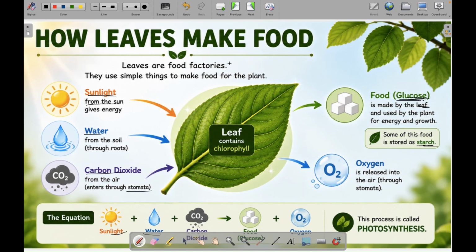Since plants prepare their own food, leaves are known as the food factories of plants, because it is the place wherein the plants prepare their food.